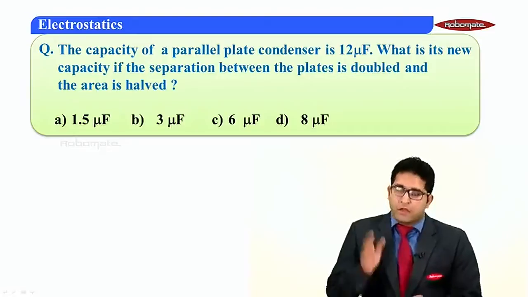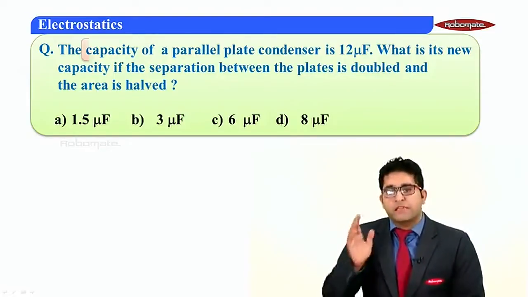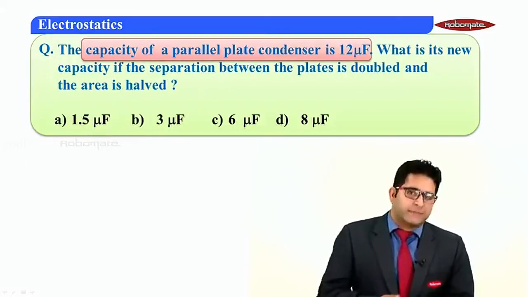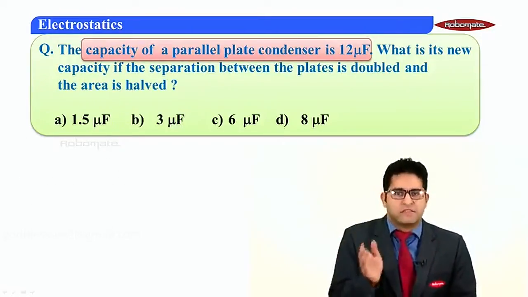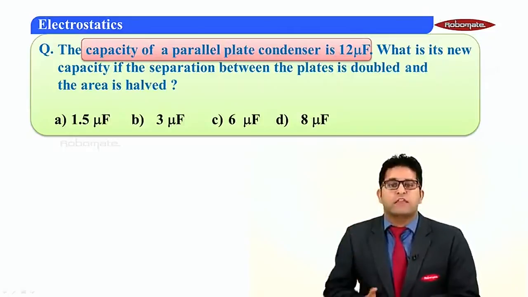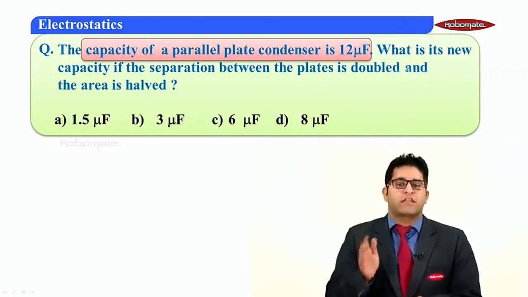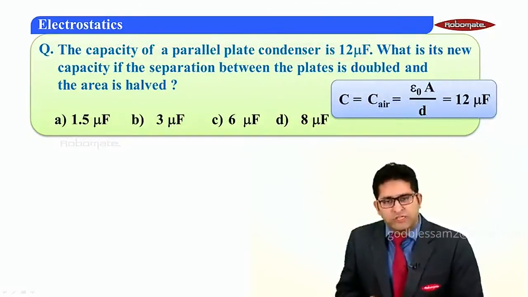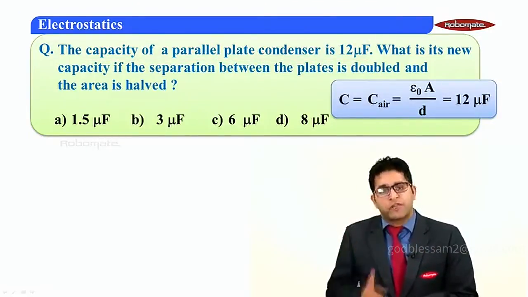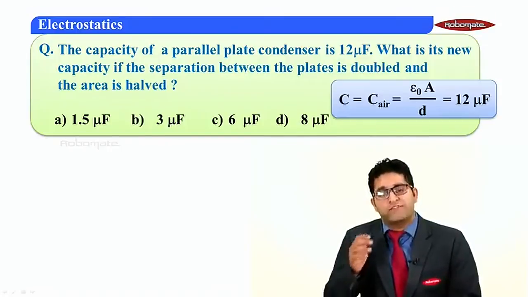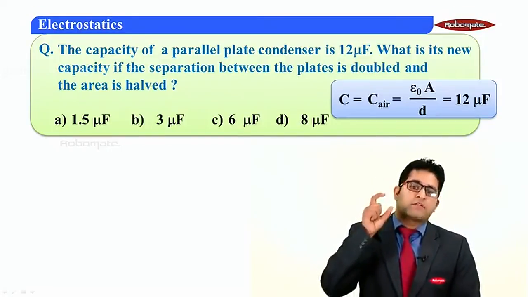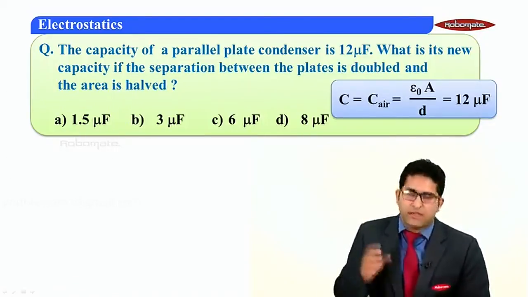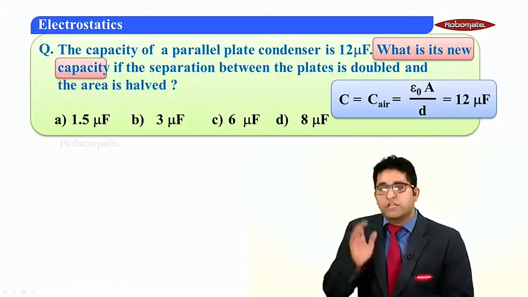Now students, here we are provided with the capacity of parallel plate condenser. So let us consider it as air capacitor. So I can consider C equal to C air, and the capacity for air capacitor is given by epsilon naught A by D, and the value is 12 microfarad. So here we are provided with value of epsilon naught A by D, and it is equal to 12 microfarad, right? We are supposed to find out the new capacity.